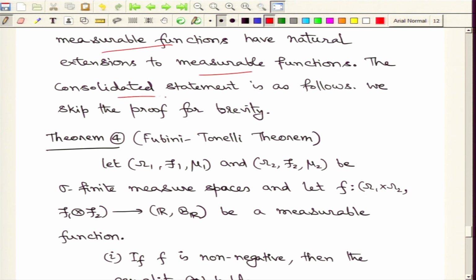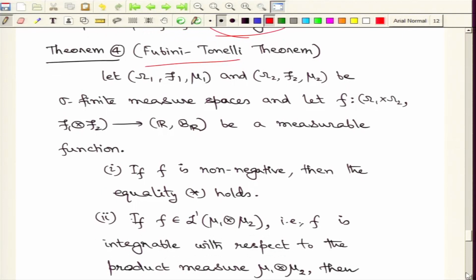And this consolidated statement is as follows. We skip the proof for brevity, and as said earlier, this uses standard measure theoretic techniques. This result is called the Fubini-Tonelli theorem. Here what we have is that we start with two sigma finite measure spaces, omega 1, F1, mu1 and omega 2, F2, mu2. Here we will start off with this two variable function defined on omega 1 cross omega 2 and assume that it is a measurable function on this product type space.